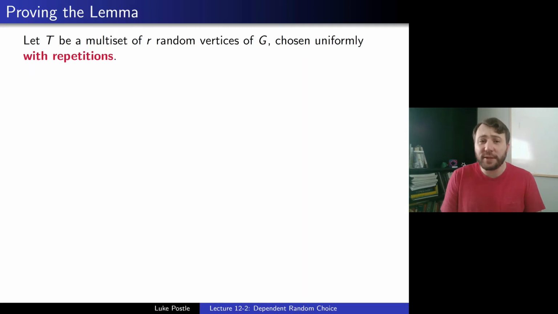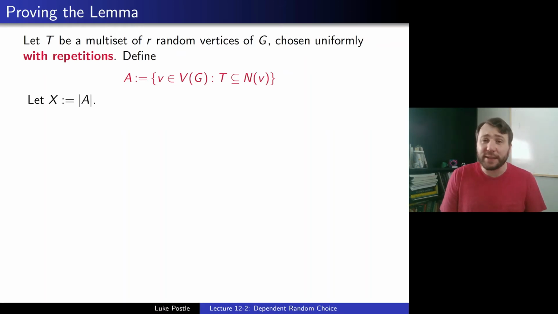And now what do we do? We're going to define A to be the vertices v in V(G) where T is a subset of N(v). Or equivalently, A is all the vertices who have T in their common neighborhood. All right, so then where do we go from here? We're going to let X be the size of A. And what are we interested in? We're going to be interested in the expectation of X.